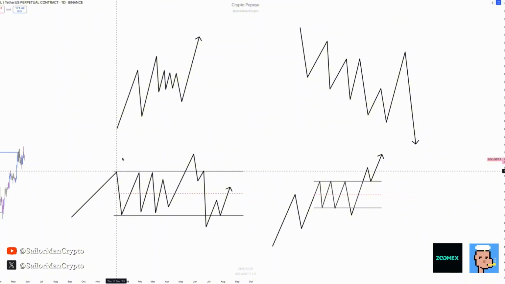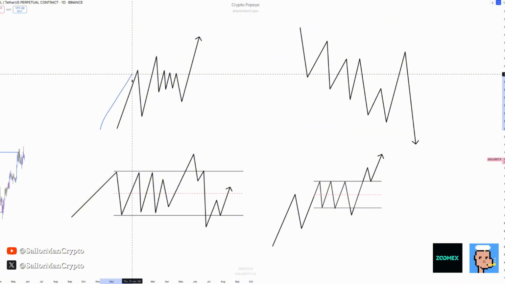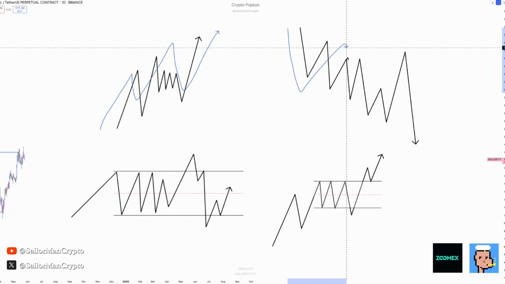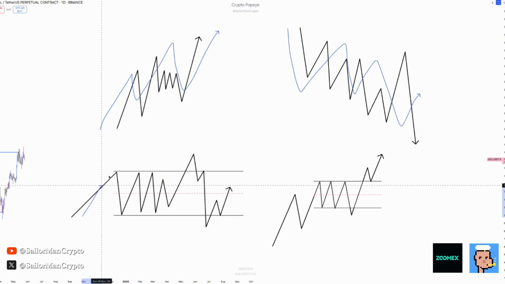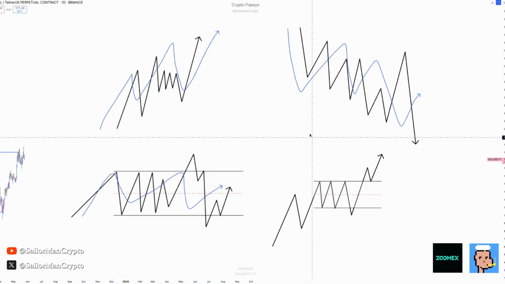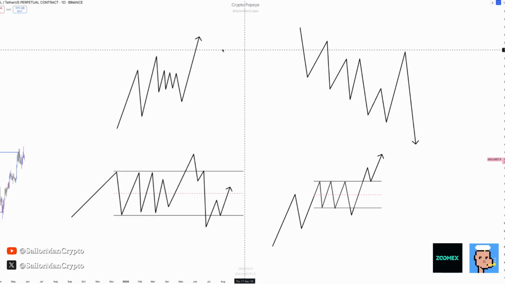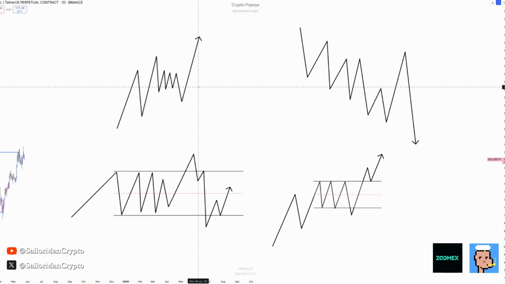As you know, the market can mainly do 3 things. It can uptrend, as is happening here, it can downtrend, as is happening here, and it can range, as happens here. In each of these scenarios, liquidity acts and behaves in a different way and tells you a different story.